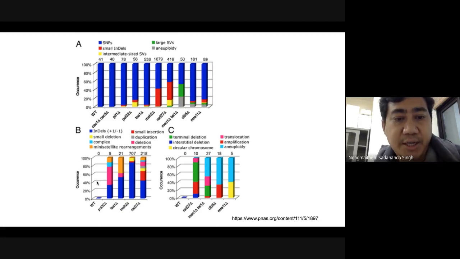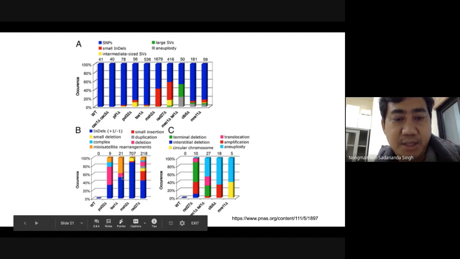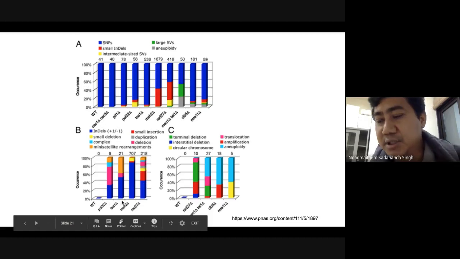Okay, so the occurrence, if you look at it here in B, as compared to wild type, is much different, much enhanced in many of these mutant phenotypes. So these are mutator strains.